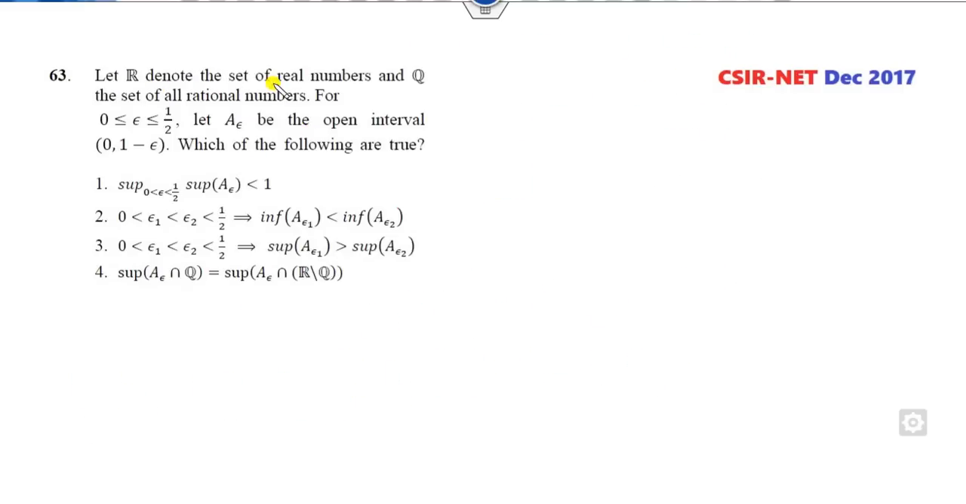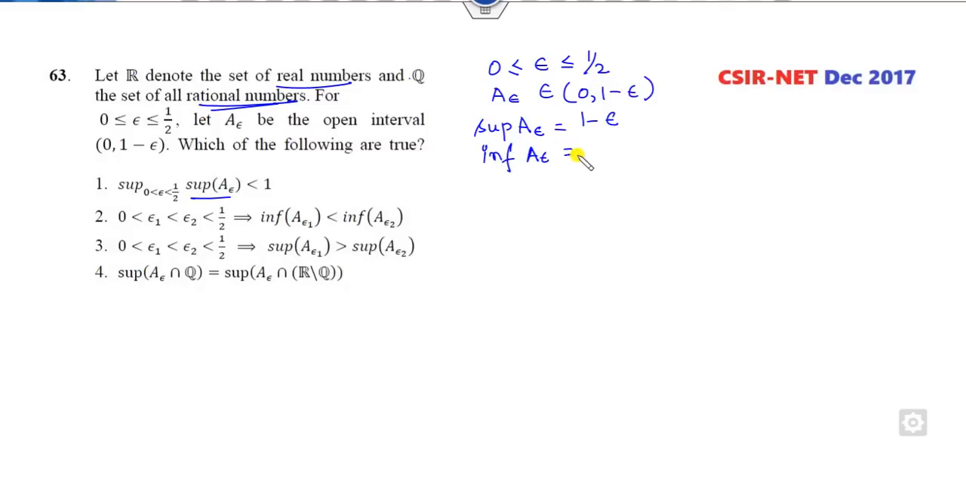Okay, let R denote the set of real numbers, Q the set of rational numbers, such that epsilon lies between here. A epsilon is the open interval of this. Which of the following is true? That's very simple, I think. So supremum of A epsilon, and infimum. What is the supremum of A epsilon? 1 minus epsilon, because 1 minus epsilon lies between here, and the infimum is 0. So is there any such option? No. So look at that. Firstly we will check the second option. Epsilon 1 is less than epsilon 2.